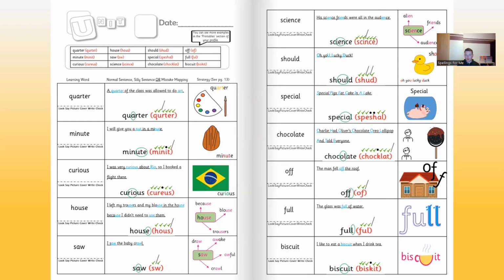Look at the first word. The word is quarter. What strategy is being used? Well, the student has found a mini word inside the word quarter. The word is art, A-R-T. So that is the strategy this student is focusing on.